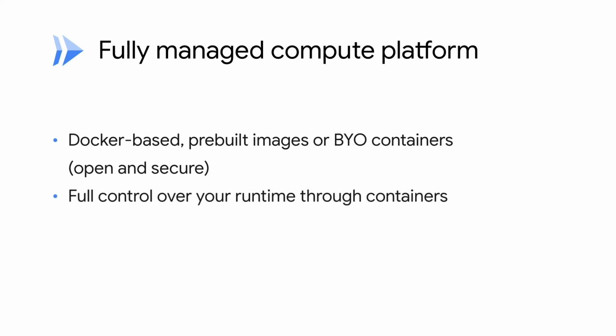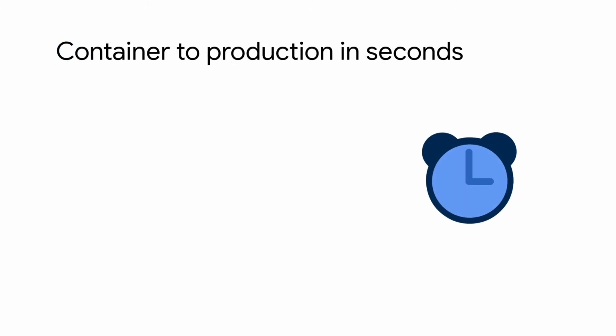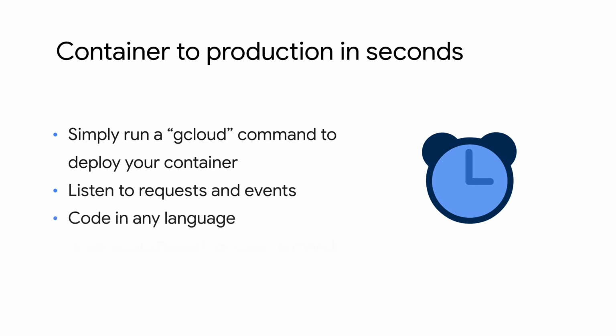Containerization lets you have full control over your runtime environment without giving up the benefits of serverless. Whether you're a pro at containers or looking to build your first containerized app, Cloud Run lets you get your code into production in seconds. Simply run a gcloud command to deploy your stateless container, and Cloud Run will do the rest. Listen to requests and events, pass them to your code, and scale them up and down to meet user demand.